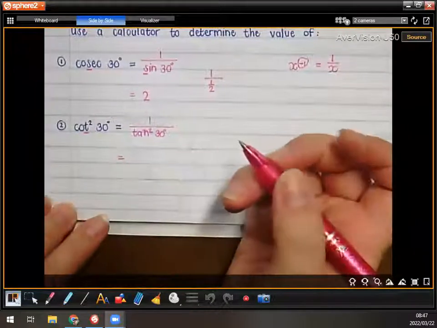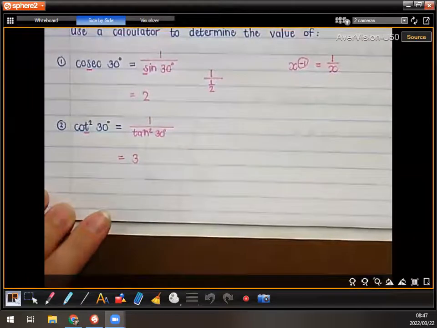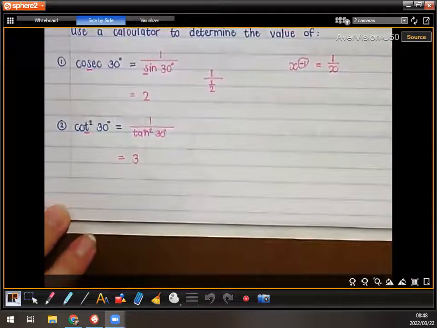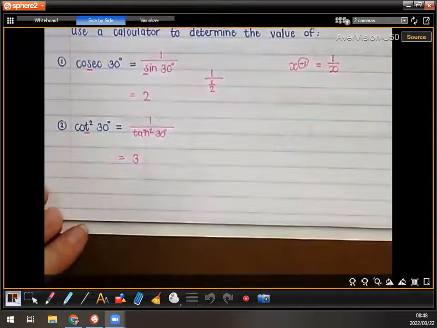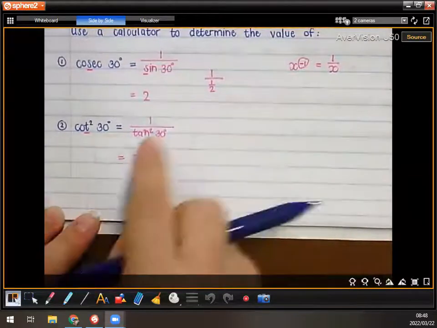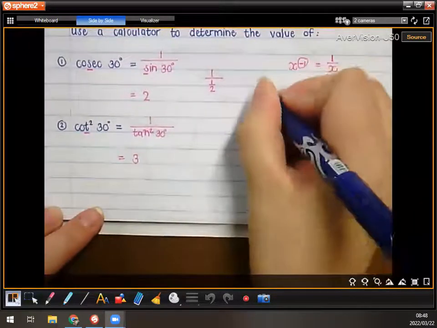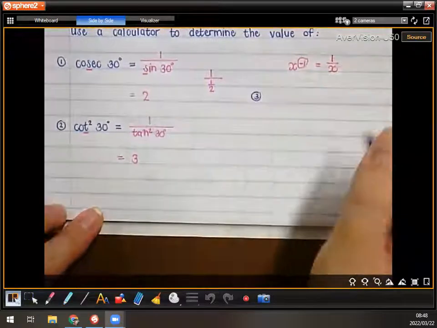And it's not always going to be a whole number as an answer. Yes, this will be the same answer. Yeah, if you did 1 over tan 30 all in brackets squared. Yes, correct. Okay, just one last one, which I'll do here on the side.